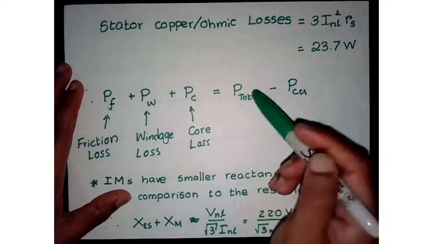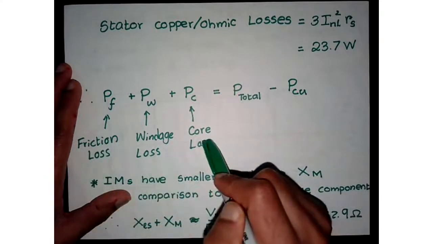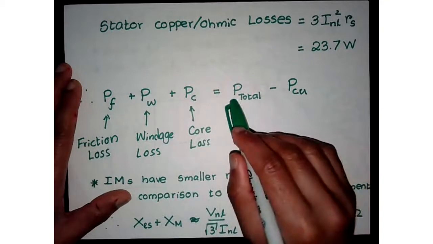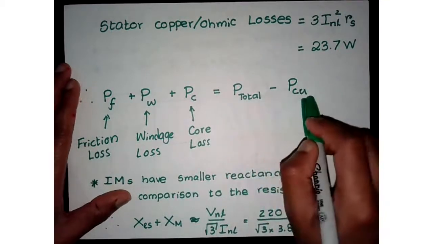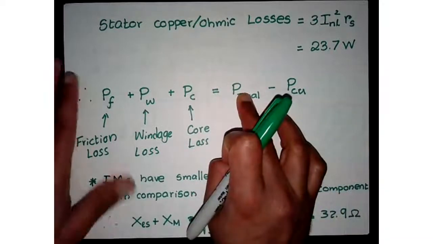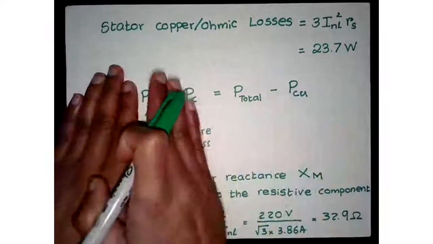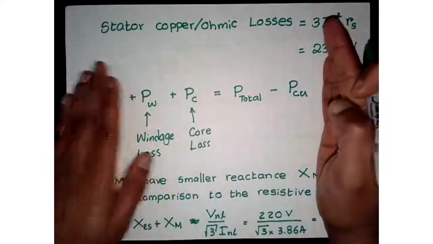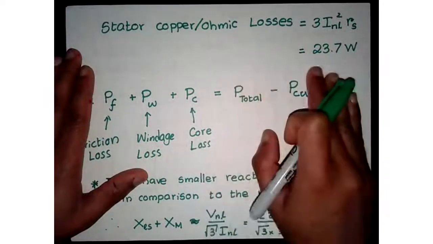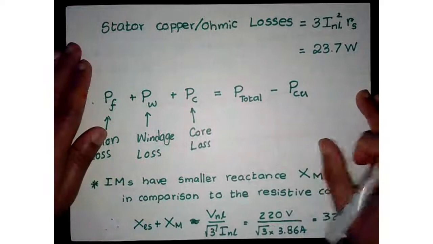Now, if you think of the total losses, you have friction, windage, core loss, which is equal to the total loss minus the copper loss, right? The losses, these are the factors. So the total losses are friction, windage, core loss, plus copper, and then we take that to the right-hand side. That's what we have: the total power minus this gives us the leftover losses.